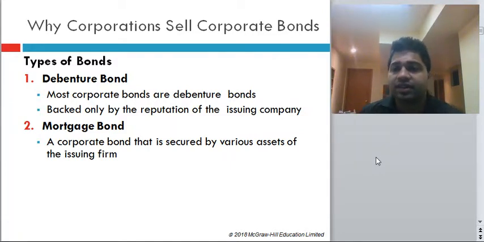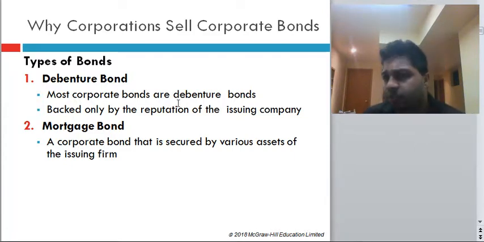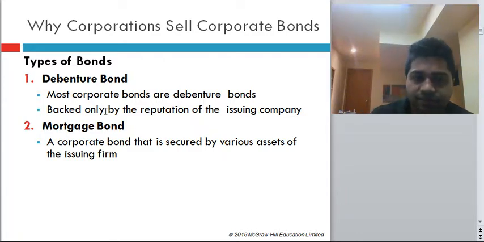What does it mean? The company is not identifying a particular asset as collateral. It is saying that if I don't pay you, you sue me and recover it from all my assets, not a particular one. So most corporate bonds are actually debenture bonds. They are backed only by the reputation of the issuing company, not by a specific asset.